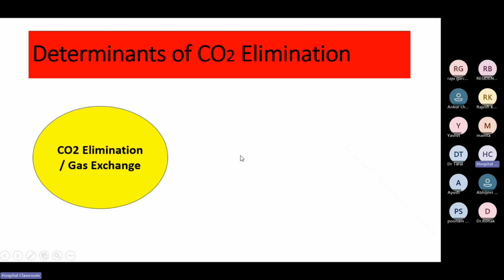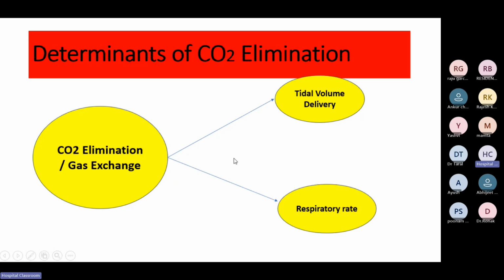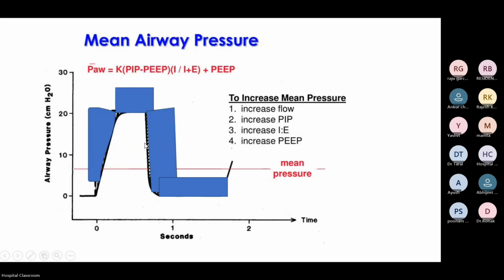Similarly, about carbon dioxide elimination, there are two main determinants. One is the tidal volume that is being delivered, and second is the respiratory rate. These two decide how much will be the gas exchange, or how much will be the CO2 elimination, and mean airway pressure and FiO2 decide your oxygenation. So if I want to improve oxygenation in a child, either I can increase the FiO2 or I can increase the mean airway pressure.